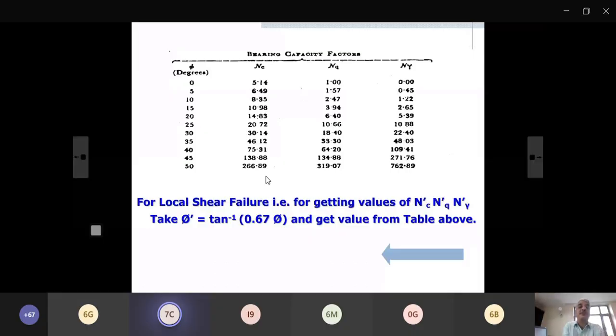In case of local shear failure, phi dash you will take equal to tan inverse of 2/3 tan phi, whatever your phi value is, and treating this as the phi value, you will get Nc, Nq, and N gamma. That will be Nc dash, Nq dash, and N gamma dash.